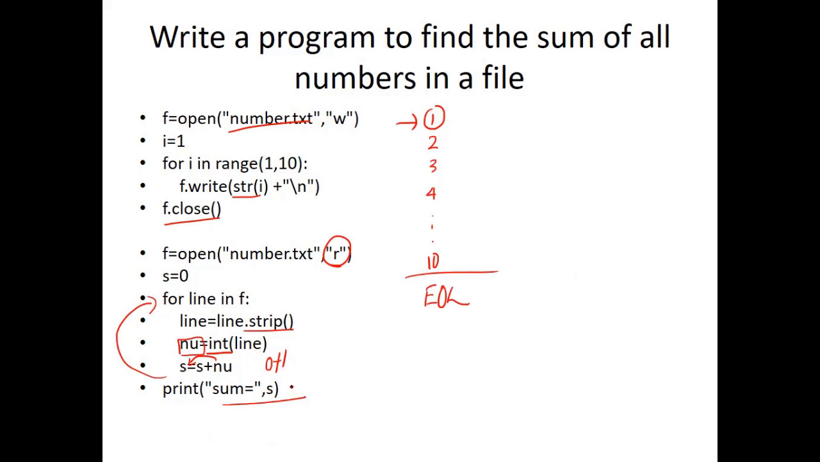Okay, so what you have done is opened a file in write mode, written 1 to 10 in this particular file and closed it. Then you have opened it in read mode, and you are reading each line, stripping off the white spaces, converting it into an integer and adding it to s. After the whole loop, that is, to the end of the file, you'll print the sum. Okay, we'll just see this.